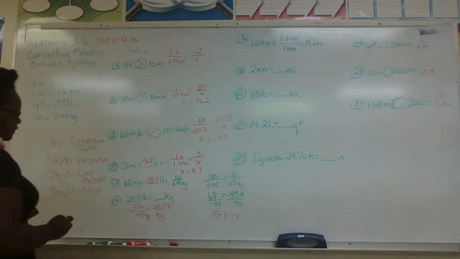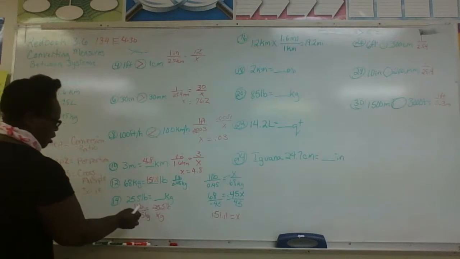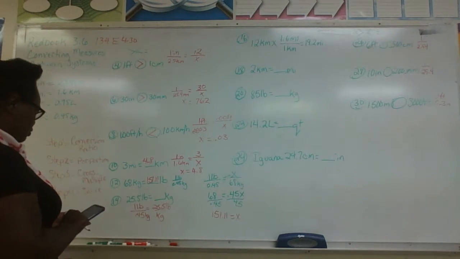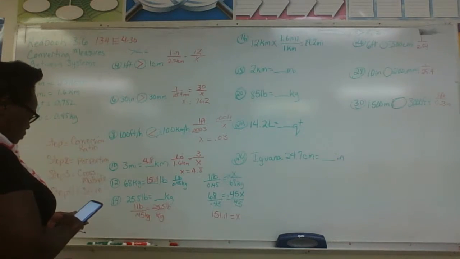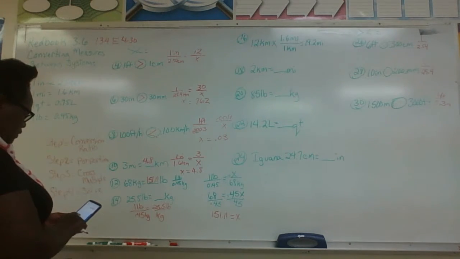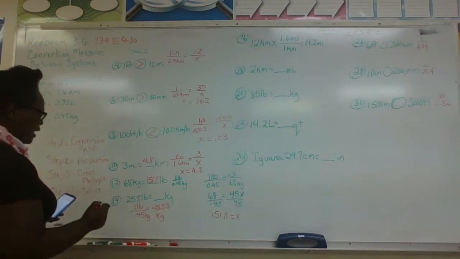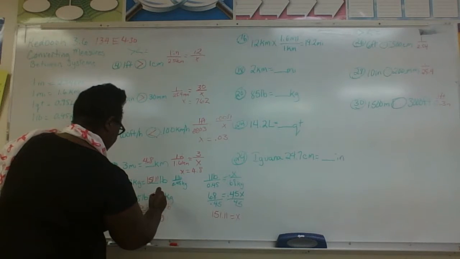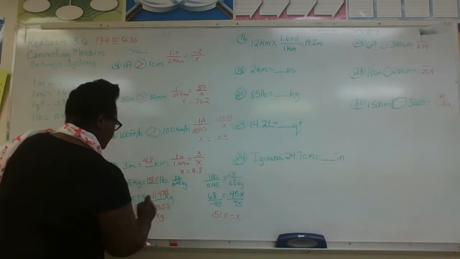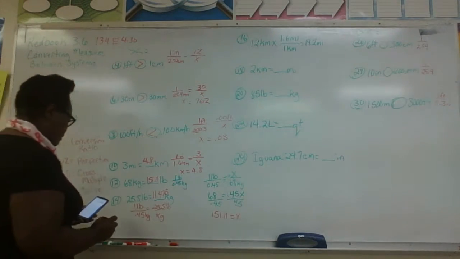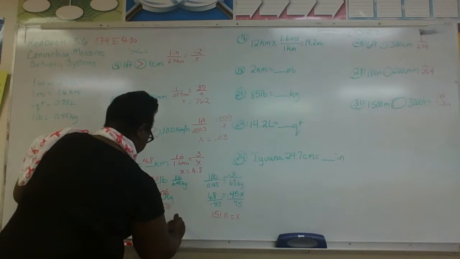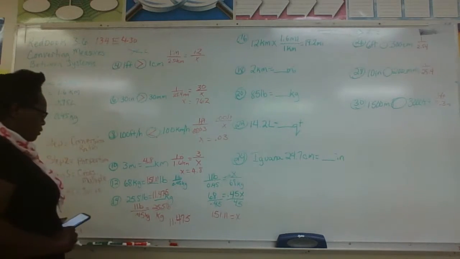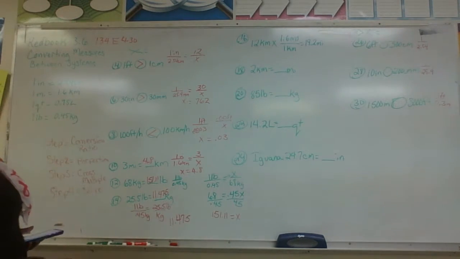Okay, we're going to do our cross multiplication here, and we're going to discover that 0.45 times 25.5, all right, and we have 11.475 kilograms, okay? 11.475, okay? All right. Now, let's move forward.